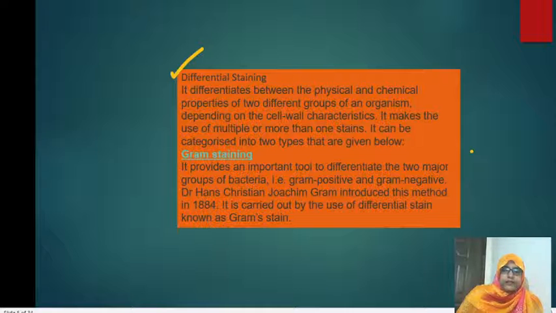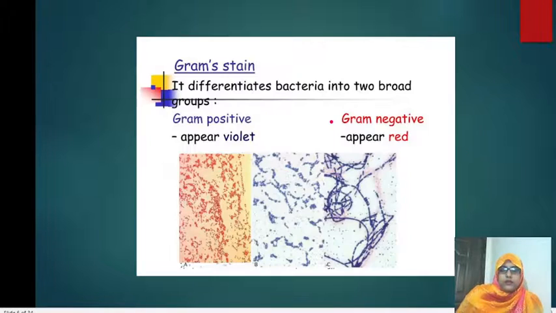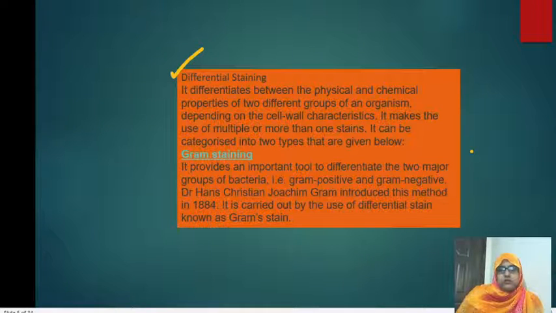It is further categorized into two types, gram staining and, as I told you, acid-fast staining. We will discuss gram staining first. It provides an important tool to differentiate two major groups of bacteria, gram positive and gram negative bacteria.